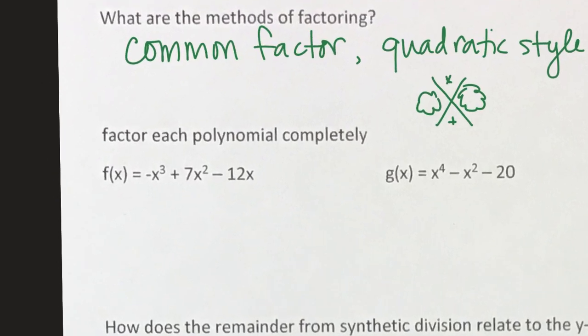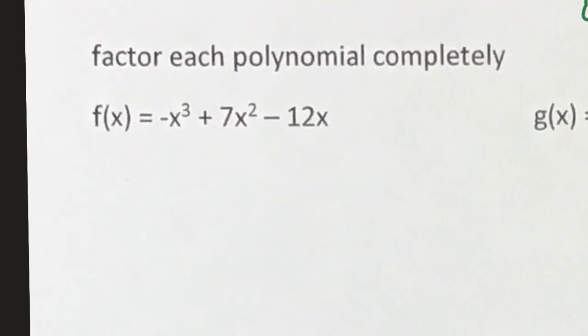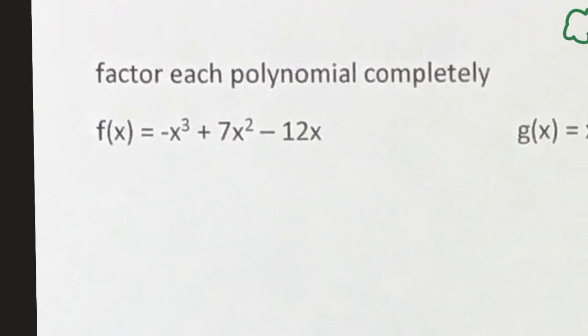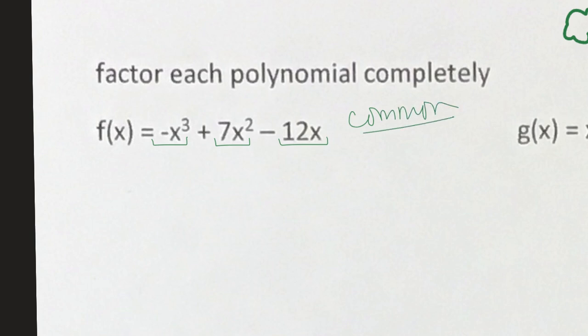type of questions. So if we're looking at f of x here, we should notice that each of these terms have an x in common. So the first thing we do is we factor out what they have in common. Now they all have an x, but there's a minus in front, so we're going to factor out the minus from all of these also. We don't really want to do a quadratic style factoring with a negative x squared. So factor the negative out of all of the terms.